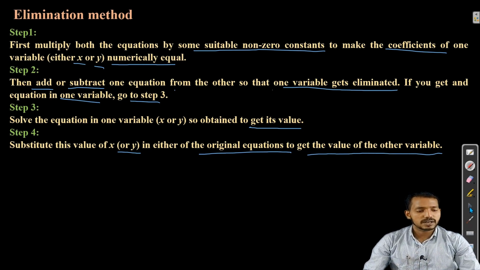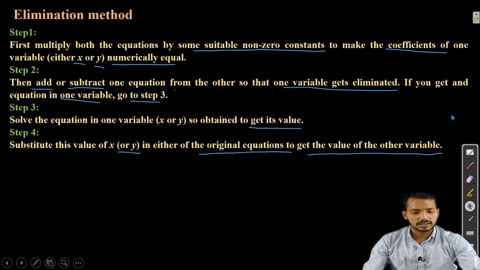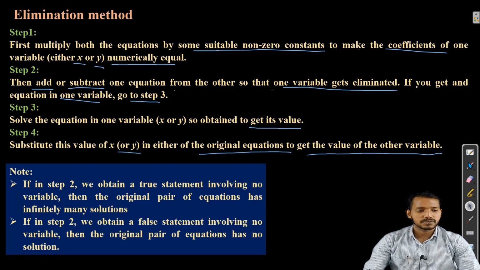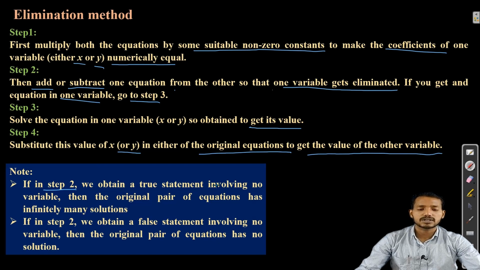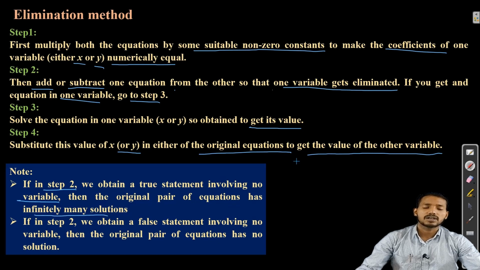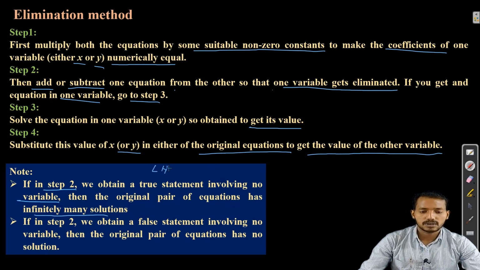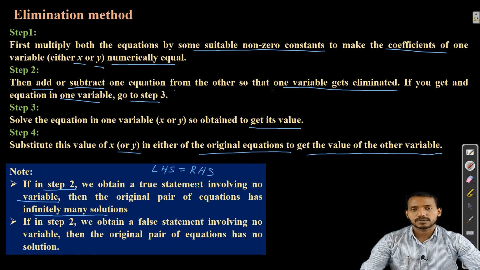Now two more things we have to remember while we are going with the elimination method. If in step 2, that is add or subtract, while doing that we obtain a true statement involving no variable, then the original pair of equations has infinitely many solutions. You will get LHS equal to RHS. That is the meaning of a true statement, but there will not be any variable.